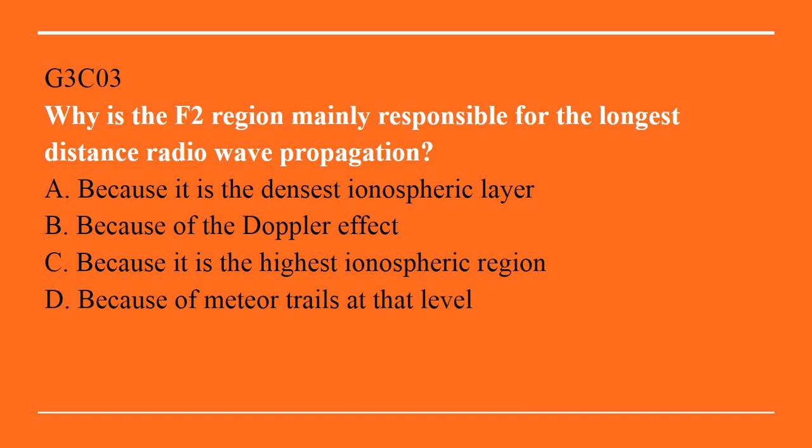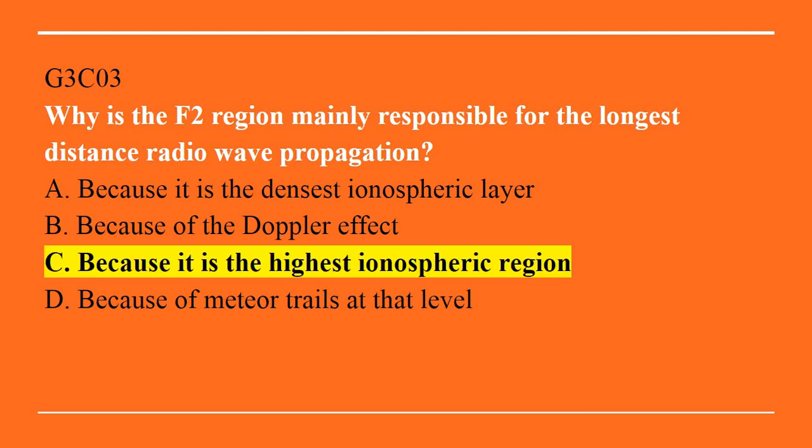G3C03, why is the F2 region mainly responsible for the longest distance radio wave propagation? A. Because it is the densest ionospheric layer. B. Because of the Doppler. C. Because it is the highest ionospheric region. Or D. Because of meteor trails at that level. Correct answer is C. Because it is the highest ionospheric region.